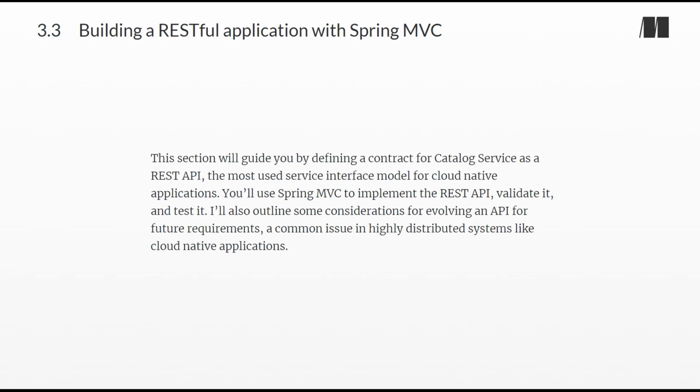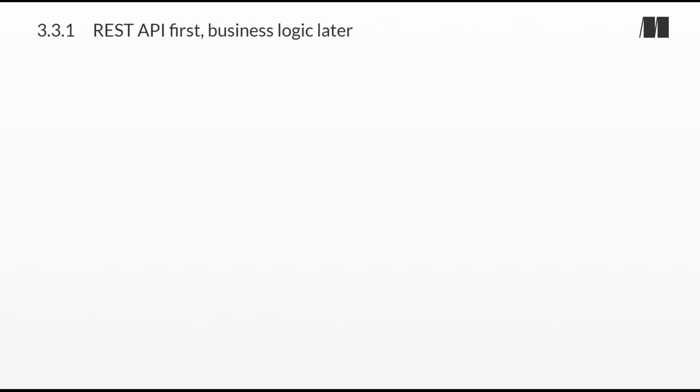This section will guide you by defining a contract for catalog service as a REST API, the most used service interface model for cloud-native applications. You'll use Spring MVC to implement the REST API, validate it, and test it. I'll also outline some considerations for evolving an API for future requirements, a common issue in highly distributed systems like cloud-native applications. Section 3.3.1, REST API first, business logic later.